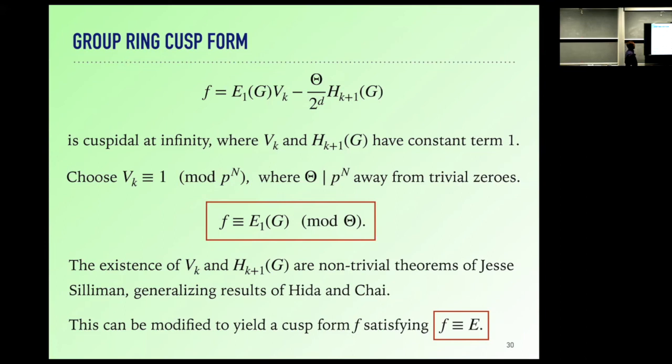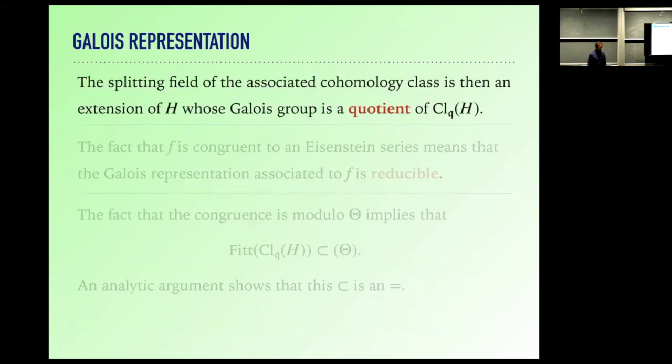Now this gives you a function whose constant term is 0 at infinity, but to be a cusp form it needs to have constant term 0 at all cusps, and that's quite a bit more delicate. That's why I say in the last line that this can be modified to yield an actual cusp form that satisfies f is congruent to E1. Wow, really running slow on time. Let me do this quickly.